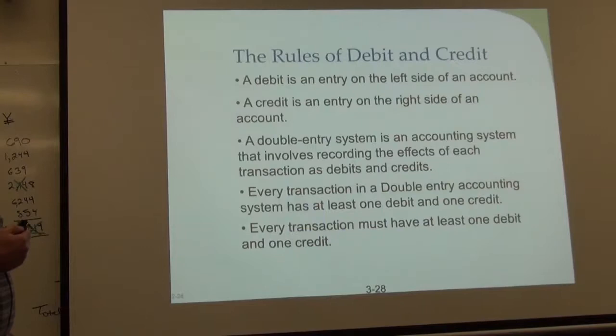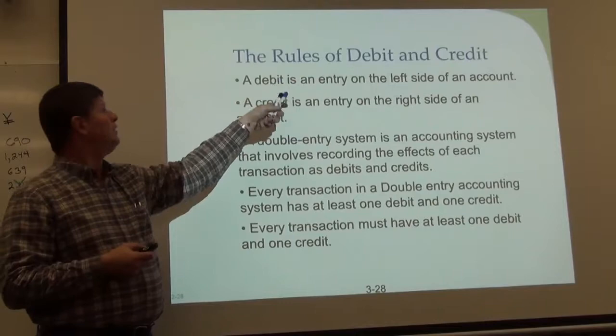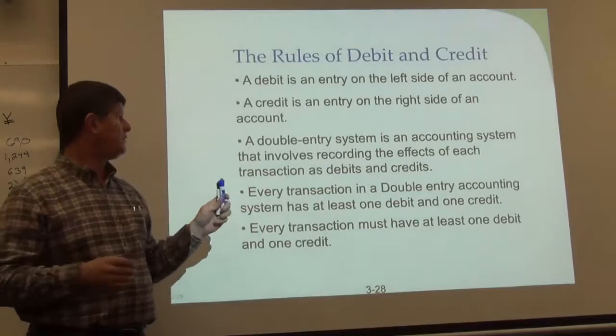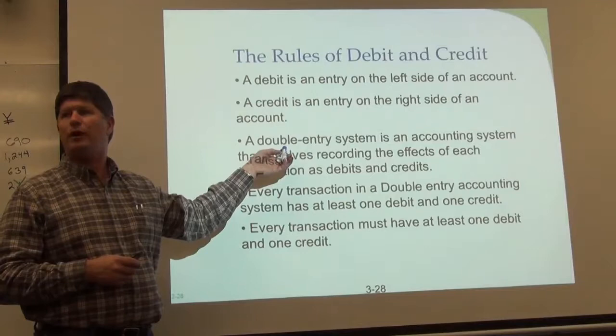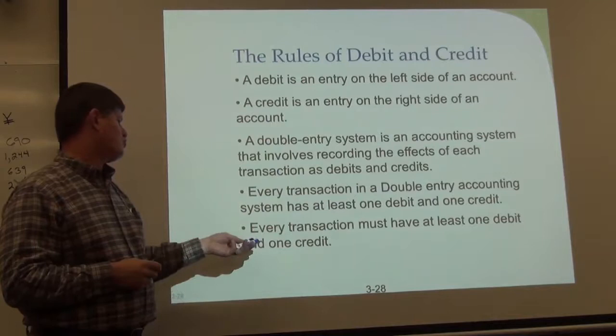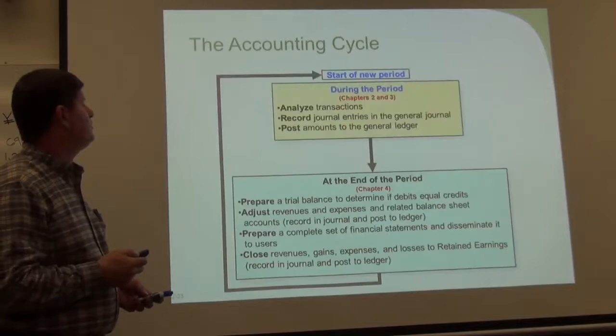Okay, so by definition, a debit is always on the left side. A credit is always on the right side. They never switch. Always, always, always. Okay? For every debit, there must be a credit. For every credit, there must be a debit. For every debit, there could be more than one credit, but there's always at least one to keep you in balance. Yeah, okay. So, I want to do that one third.